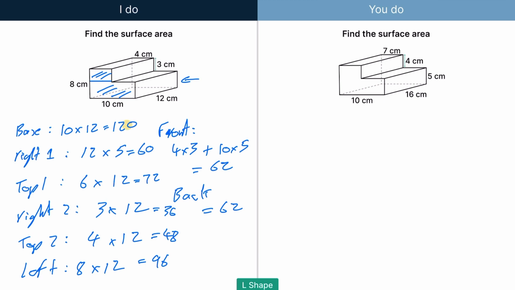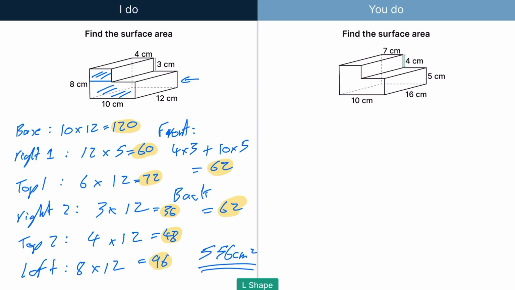And in fact, if I just use my highlighter to make life a little bit easier, these are all the areas that we've found for every single side. And now I just add all of that together. I appreciate there's quite a bit going on here because this shape has a lot of sides. So altogether, I get an answer of 556 centimeters squared.